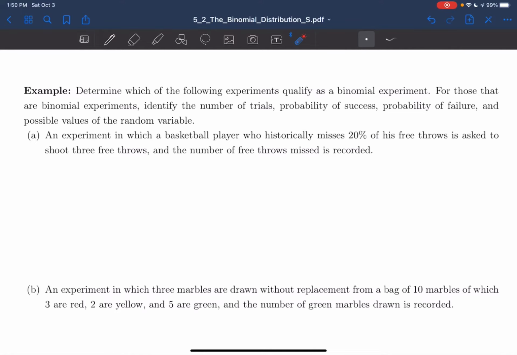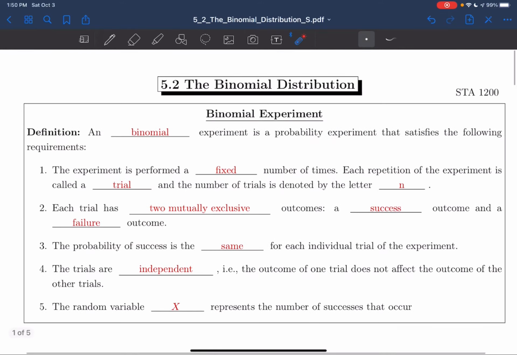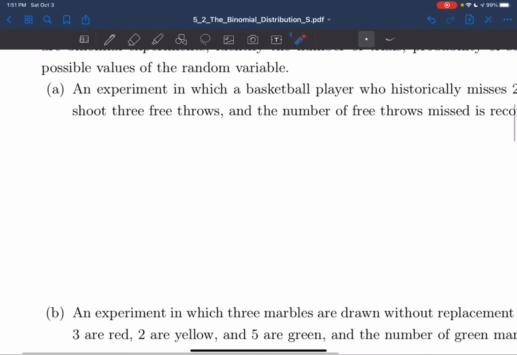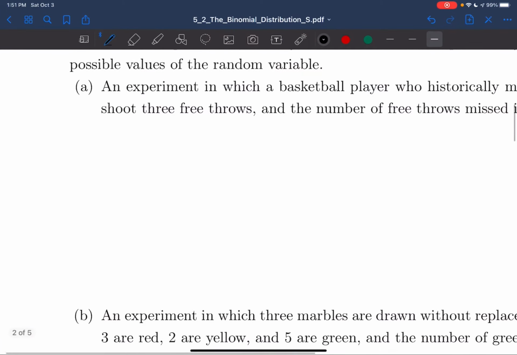So if we remember from the list of requirements here, we have to check if all of these are satisfied. So first thing we want to know is, is there some sort of fixed number of trials? And if you see here, there are 3 free throws. They asked him to shoot 3 free throws. So here, I'll just put 1. There are n equals 3 trials. So there is a fixed number of trials, which is 3. And I just call it n equals 3.